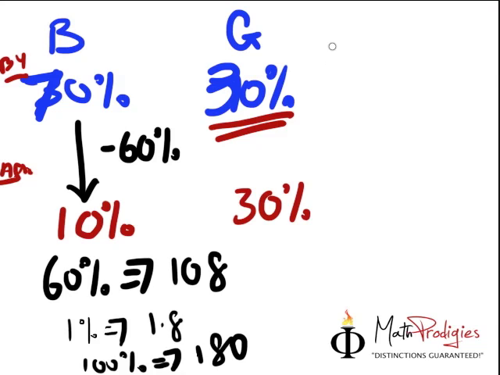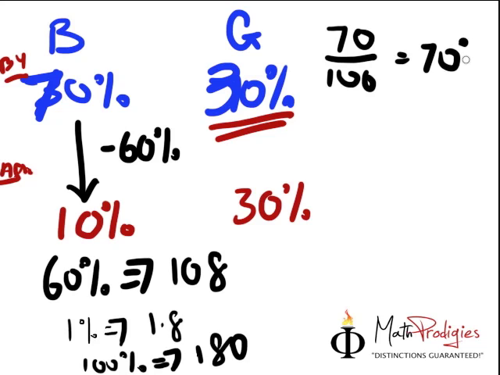Another way you can do this is to understand that percent means out of 100 parts. So 70 out of 100 equals 70%, right? 70 out of 100 can also be written as 7 over 10. That means there are 10 units altogether, and 7 of them were boys and 3 of them were girls.